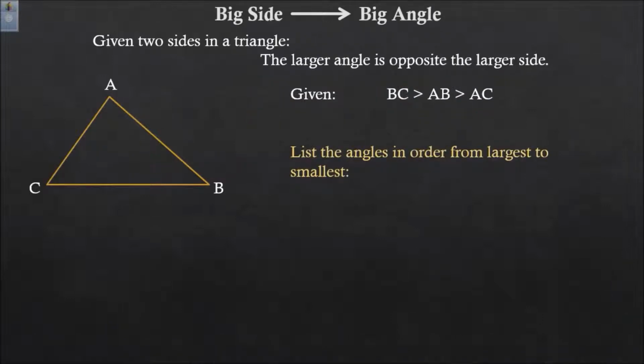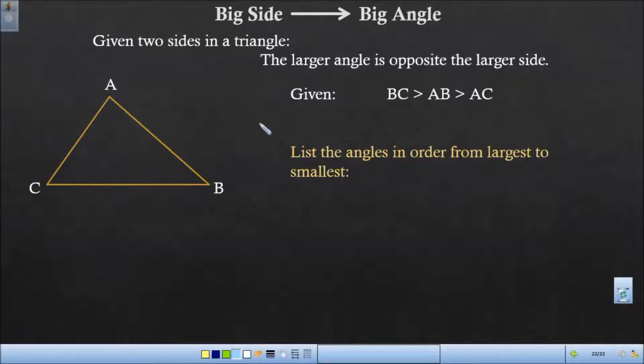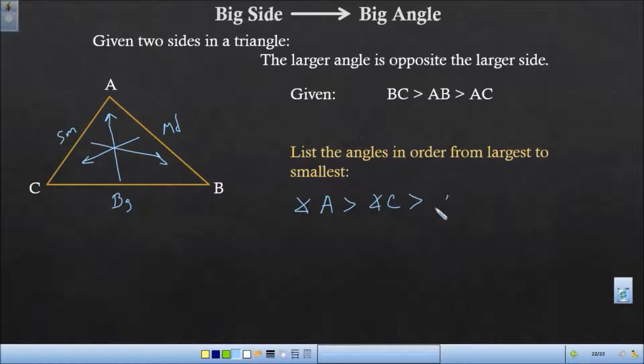So the first theorem is called big side, big angle. And it says that given two sides of a triangle, the larger angle is opposite the larger side. So if BC is the biggest side, AB is the middle side, and AC is the smallest side, then angle A is the largest. I'm sorry, those are sides, not angles. Angle A is the largest angle. Angle C is the middle angle. And angle B is the small angle.